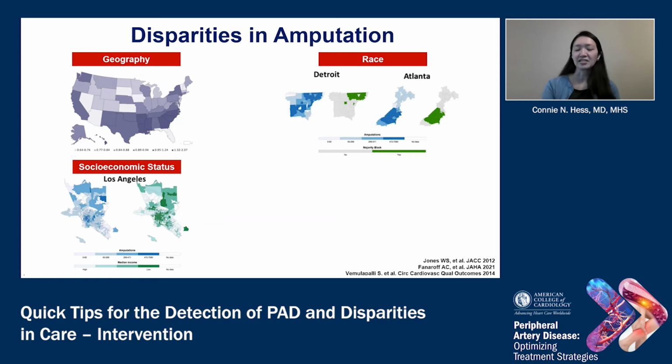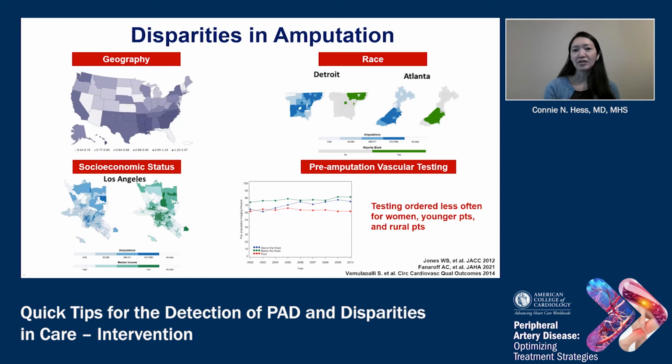Finally, there are also disparities noted in the use of pre-amputation vascular testing. In this graph, for patients undergoing foot, above-the-knee, or below-the-knee amputations, these lines show the percentage of patients who have pre-amputation vascular testing. The first observation is that there are many patients who undergo amputation without any testing, and that's alarming. Beyond that, this study showed that the testing is ordered less frequently for women, younger patients, and patients living in rural areas. So again, a lot of disparities to understand here.